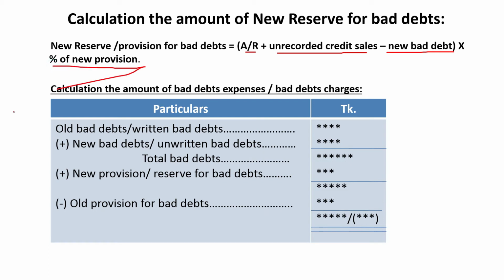Okay, dear students. Now the calculation of the amount of bad debt expenses or bad debt charges. The formula is old bad debt or written bad debts or recorded bad debts plus new bad debts or unwritten bad debts. Then we will get total bad debts, plus new provision for bad debt, minus old provision for bad debt. Then we will get bad debt expenses.